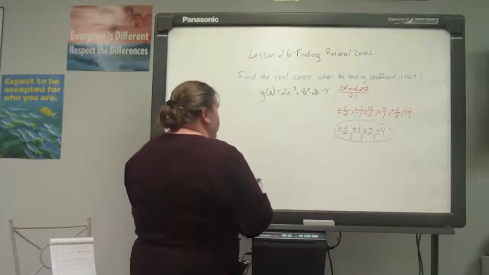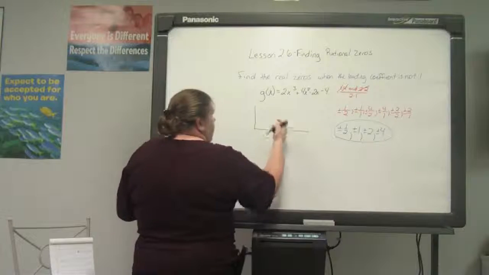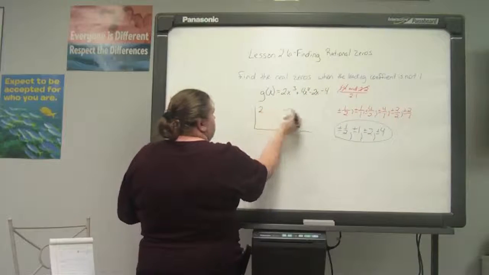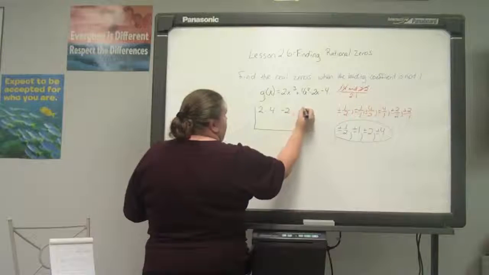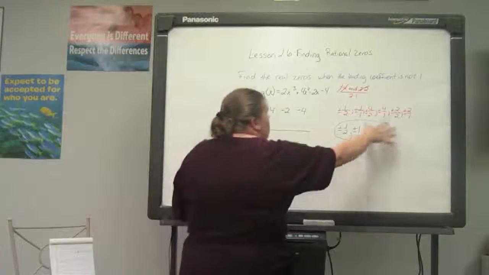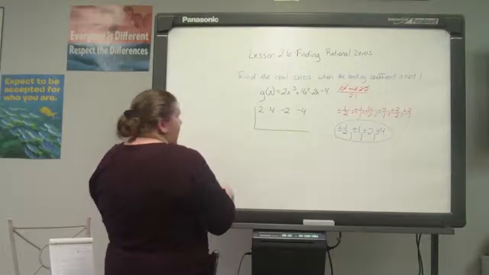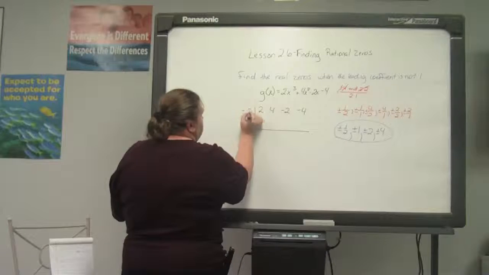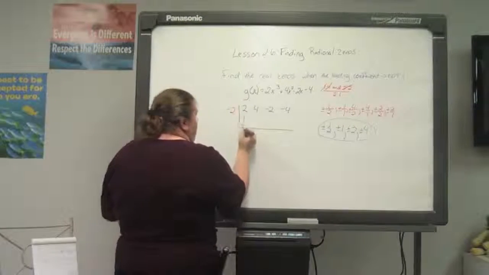The next step is we're going to go ahead and put it in synthetic. And so again, we need highest exponent down to no exponent. So we have 2, 4, negative 2, negative 4. Now we have to decide which of the possible rational zeros we're going to use. And I think I'm going to use a negative 2. So remember, the first coefficient always comes down.